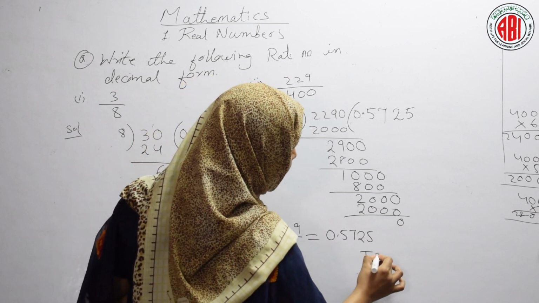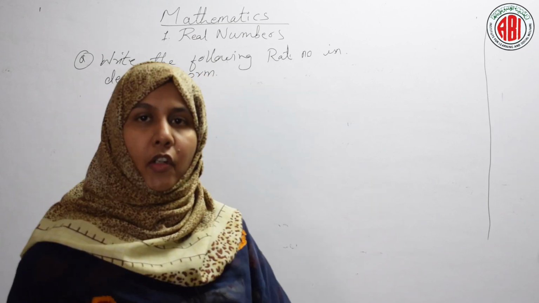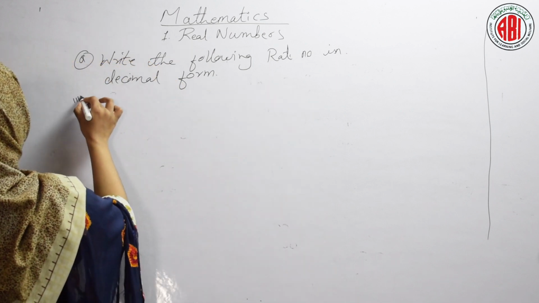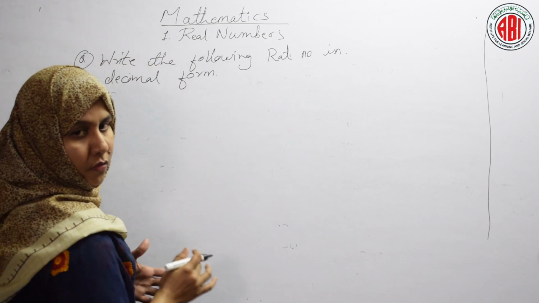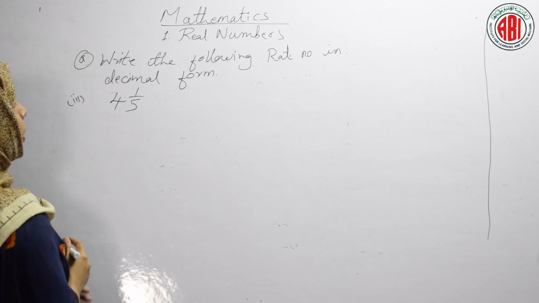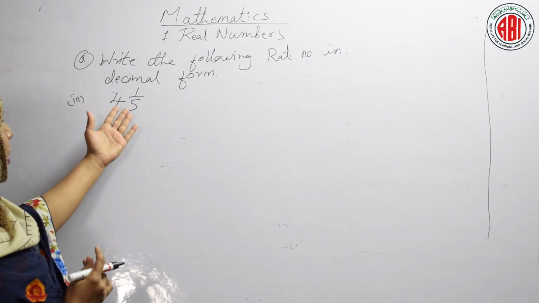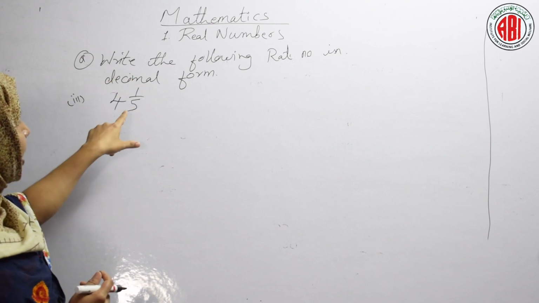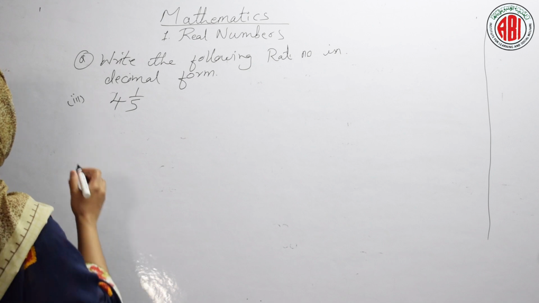So it is a terminating decimal. Now we have another problem, that is 4 1 by 5. You have to find the decimal expansion, the decimal form, of this rational number. It is given in the mixed fraction form. So how to solve this?